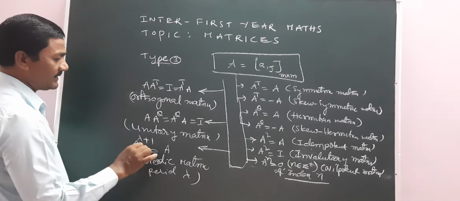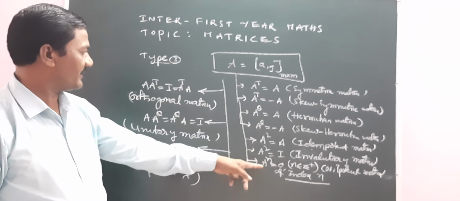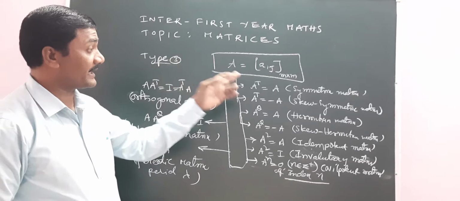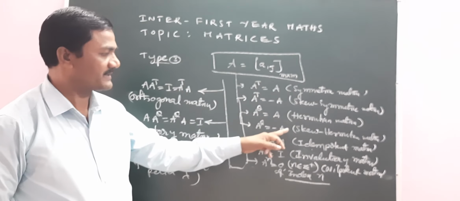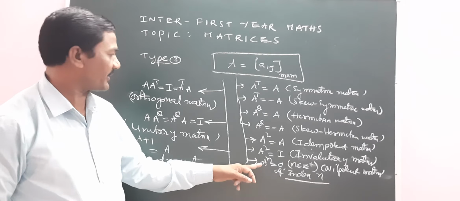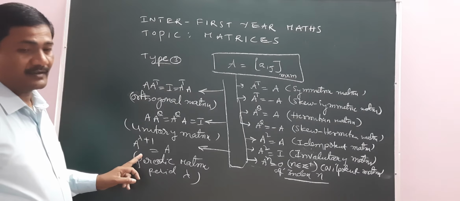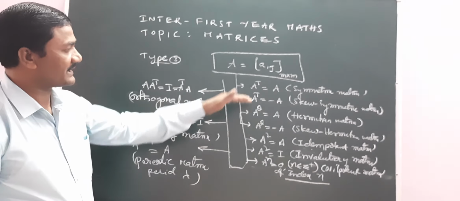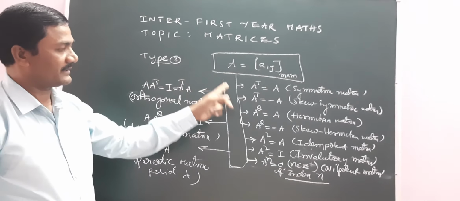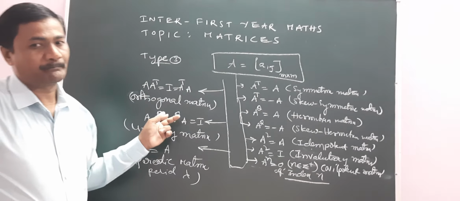So there are 10 definitions: symmetric, skew symmetric, Hermitian, skew Hermitian, idempotent matrix, involutory matrix, nilpotent matrix, orthogonal matrix, unitary matrix, and periodic matrix only. These are the very important definitions of the type 3 tree method. This method is easy to remember.